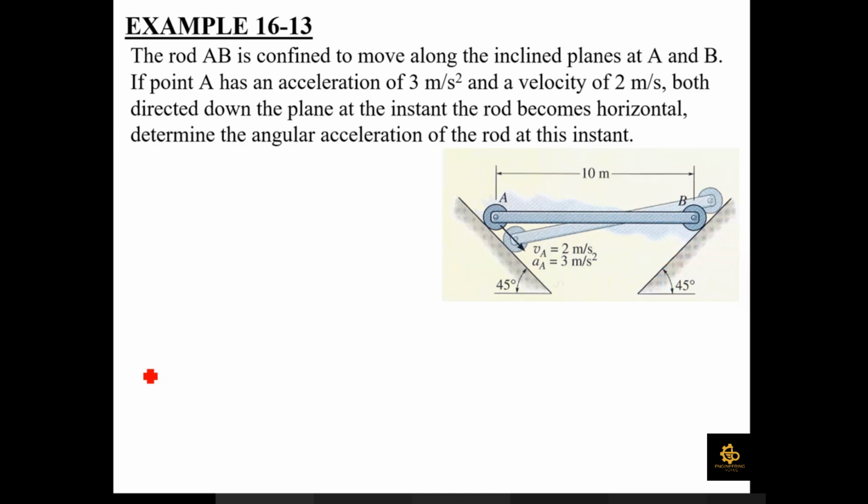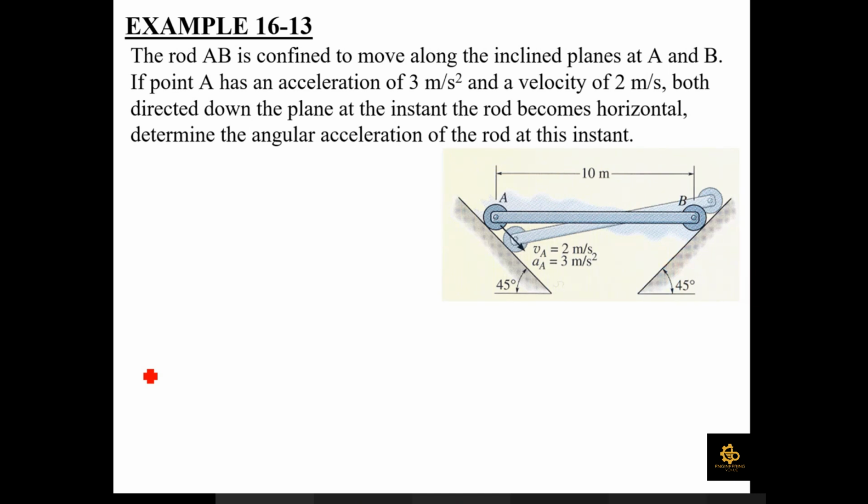The rod AB is confined to move along the inclined planes at A and B. If point A has an acceleration of 3 meters per second square and a velocity of 2 meters per second down the incline, at the instant this rod becomes horizontal, you need to determine the angular acceleration of the rod at the instant shown. So the kinematics of point A are known to you. That is, it is moving down with a speed of 2 meters per second and an acceleration of 3 meters per second square. You need to determine the angular acceleration of this rod AB at the instant shown when this link AB becomes horizontal.